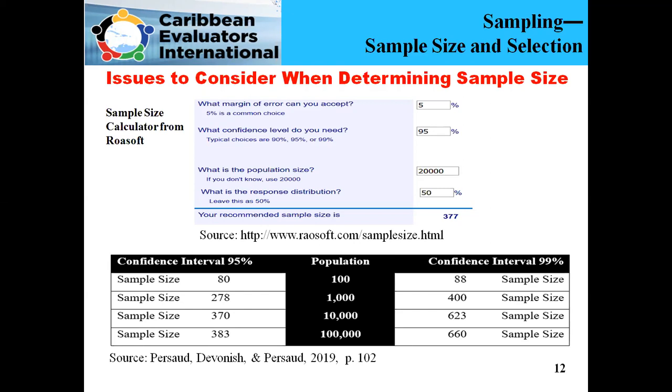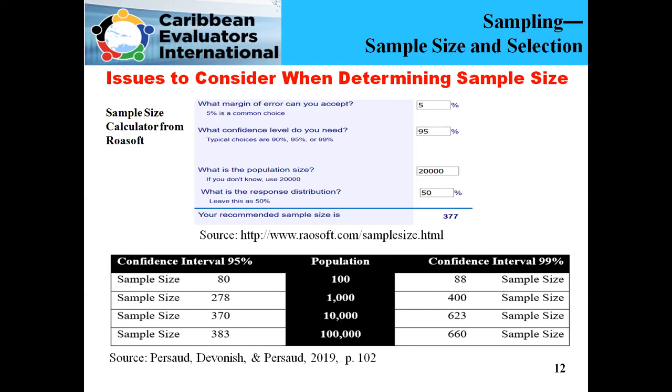I've used the Raosoft calculator, which is being shown on the screen in the upper part of the slide. And it's a free calculator. You just have to Google it with the link, or Google for any sample size calculator, and it will bring up numerous calculators. A sample size calculator generally requires 4 pieces of information.